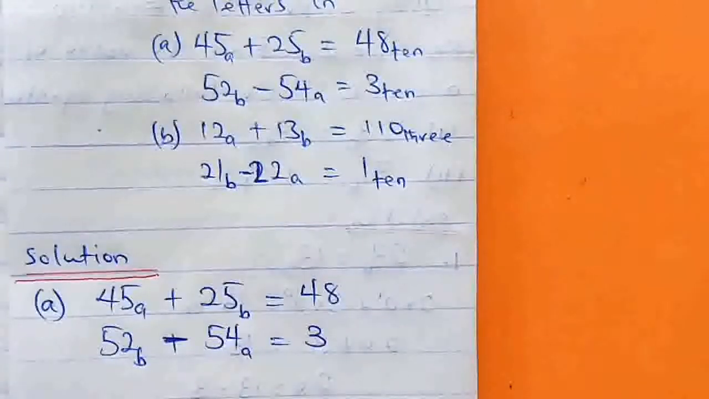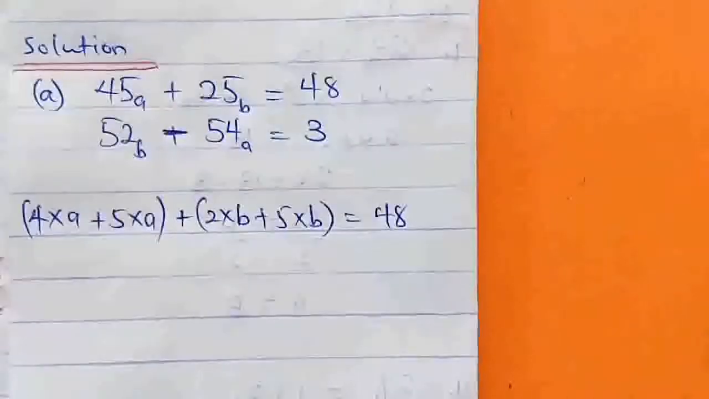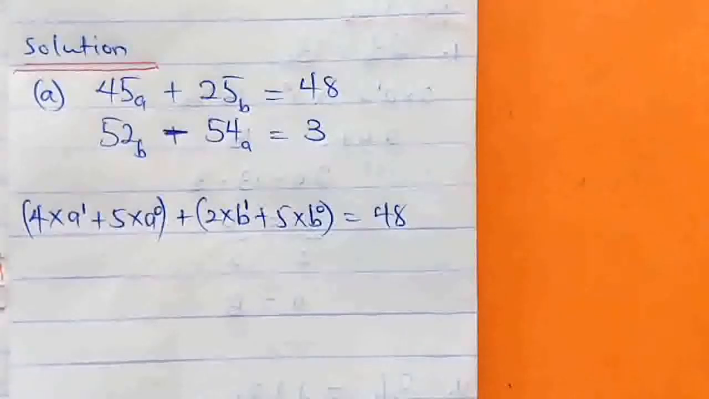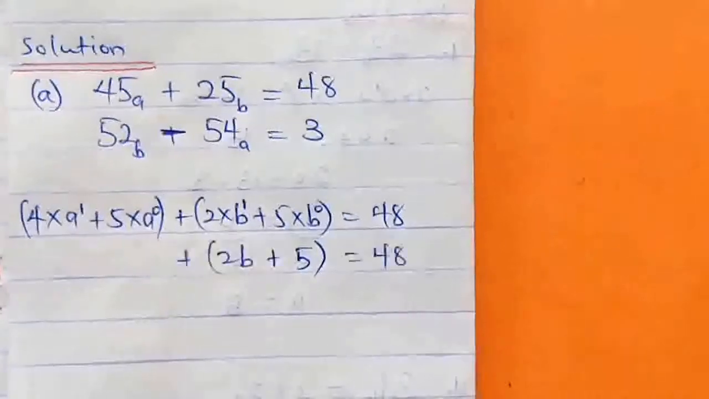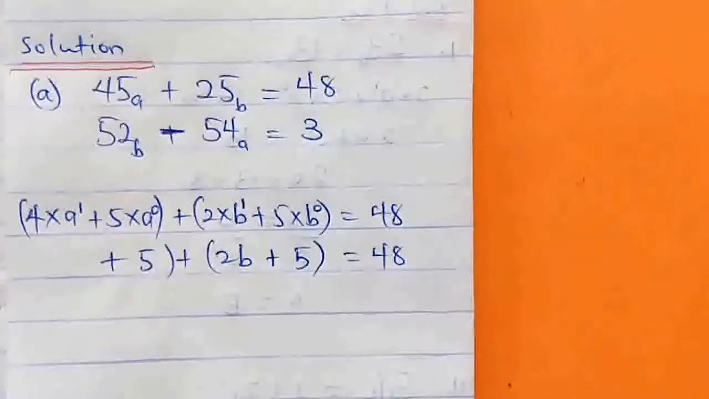Treating the first one by making 45 in base a plus 25 in base b to be in base 10. B raised to power 0 is 1. 5 times 1 will give us 5. B raised to power 1 is B. 2 times B will give us 2B. A raised to power 0 is 1. 5 times 1 is 5. A raised to power 1 is A. 4 times A will give us 4A.